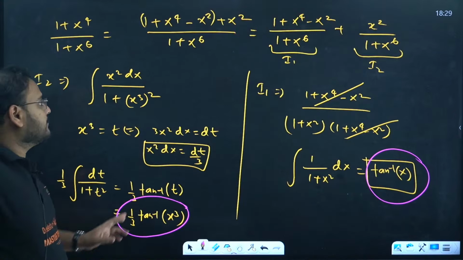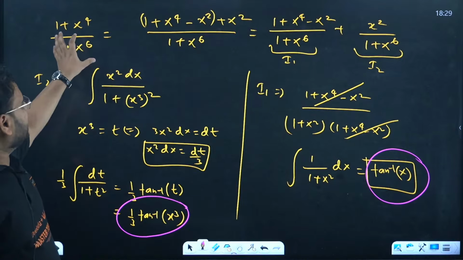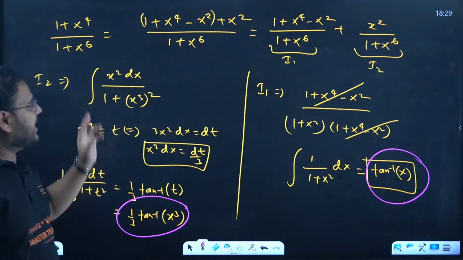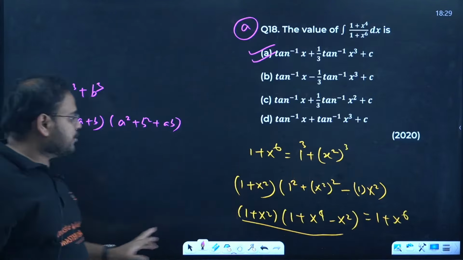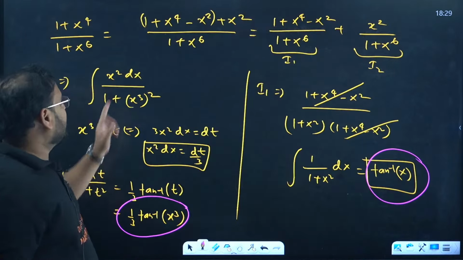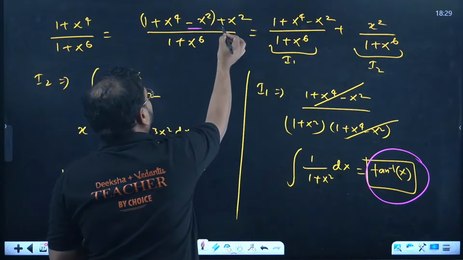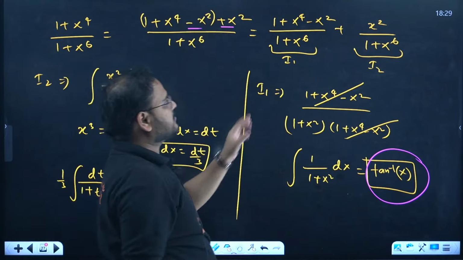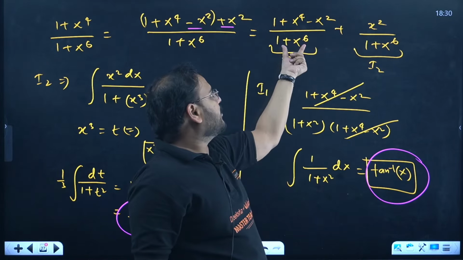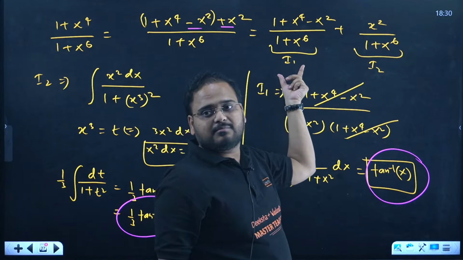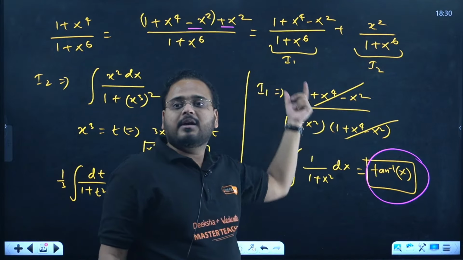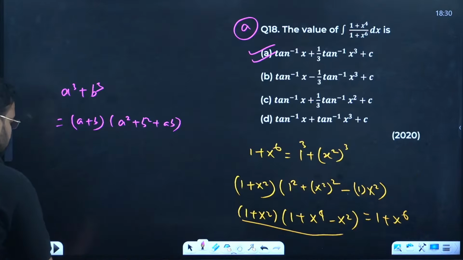Now with that clear, I can write 1 plus x power 4, because I can see in the question I have 1 plus x power 4. But in the expansion of this, I have minus x square. So I'm going to remove and add that. I removed it and added it. And I made a fraction out of this with these three terms and the last term separate. Now in place of 1 plus x power 6, I took this as integration number 1 and that as integration number 2. This I replaced with the expansion of 1 plus x power 6 from here.